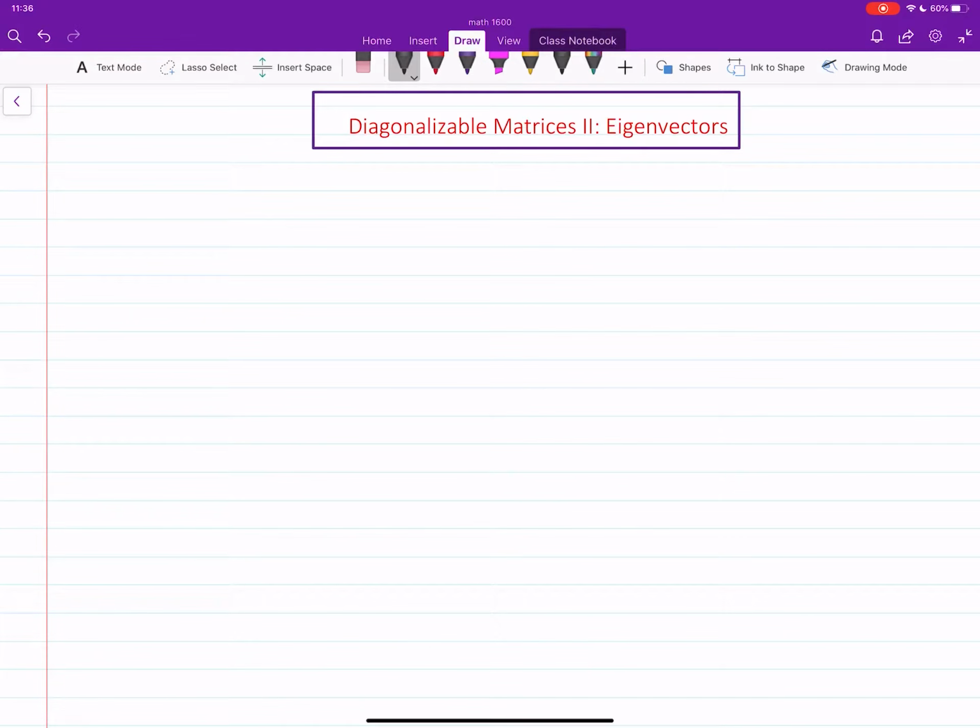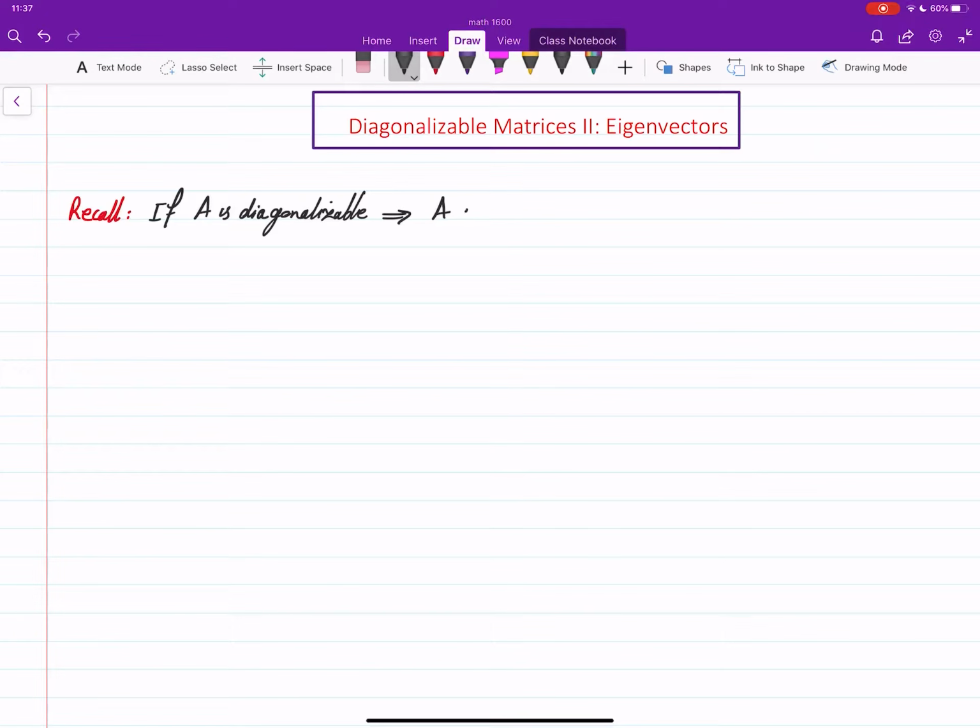Hi, in this video we will find a criteria for a matrix to be diagonalizable. The focus will be on eigenvectors, and you will see how that gives us the criteria. First thing to recall is that we saw already that if A is diagonalizable, the eigenvalues of A will appear in that diagonal matrix.